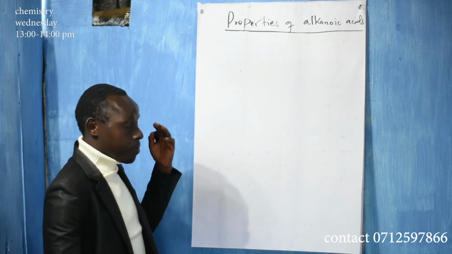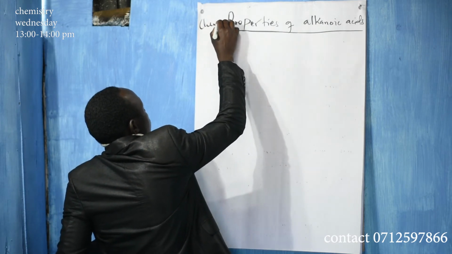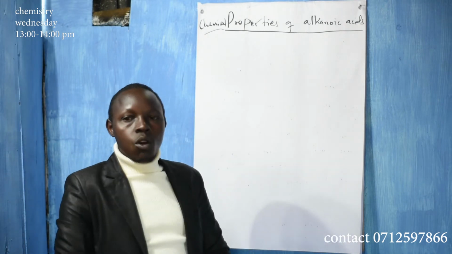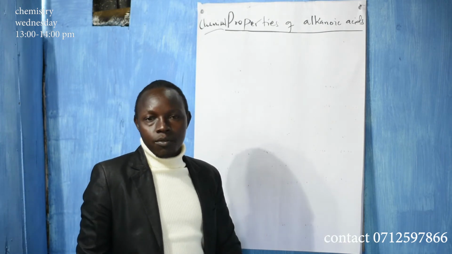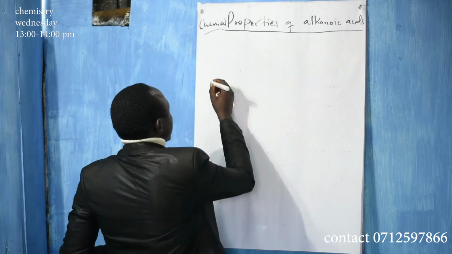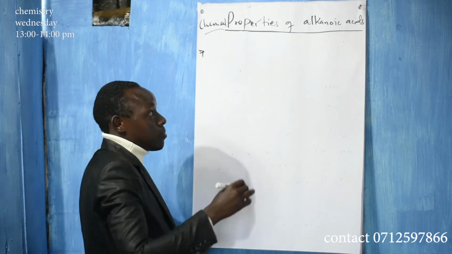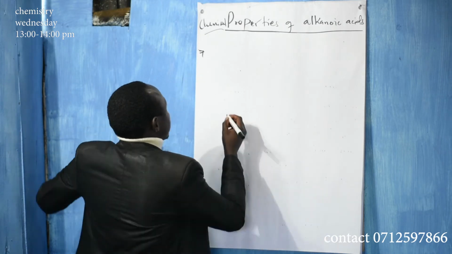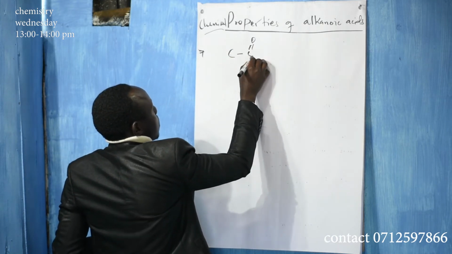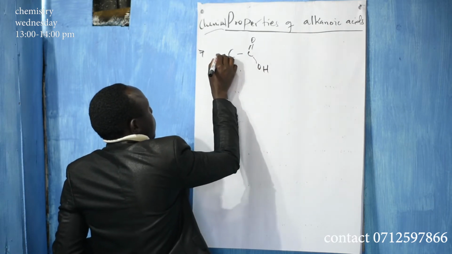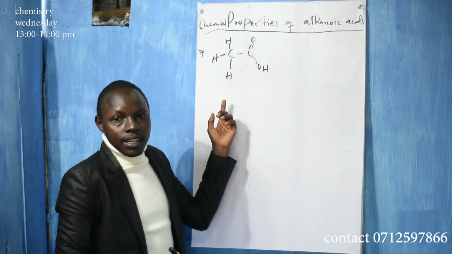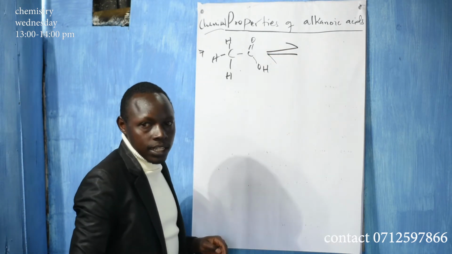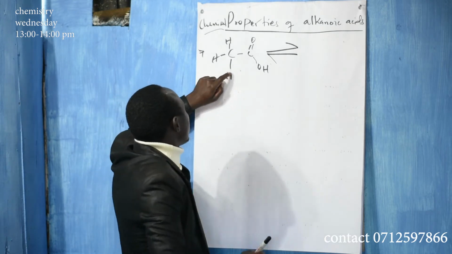So let me look at the chemical properties. Of course, the first one we said is combustion. All organic compounds, when they are burned, form carbon dioxide and water. Just to mention, there is a point I need to mention before that. Now, alkanoic acids, for example ethanoic acid, are weak acids. This one undergoes dissociation. Dissociation is breaking down in water.